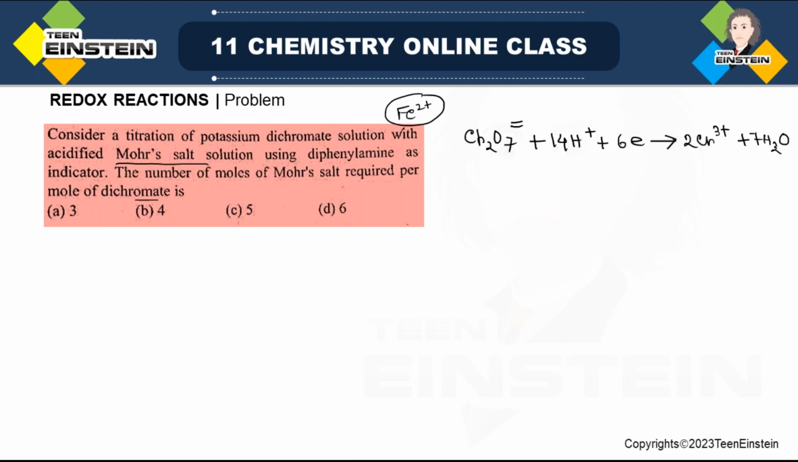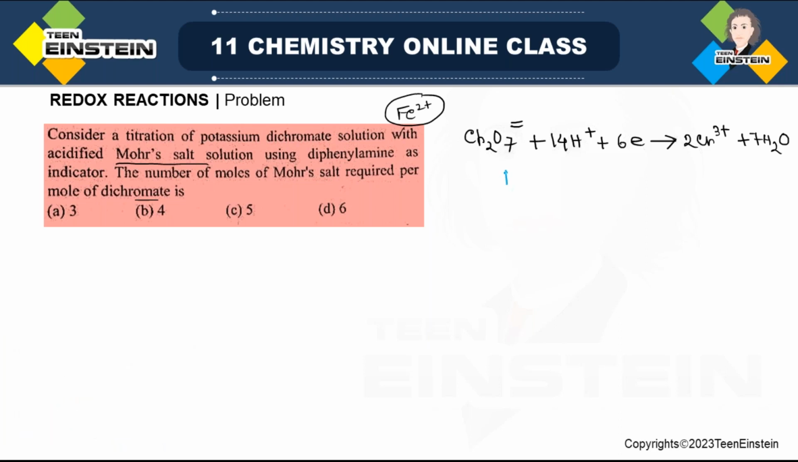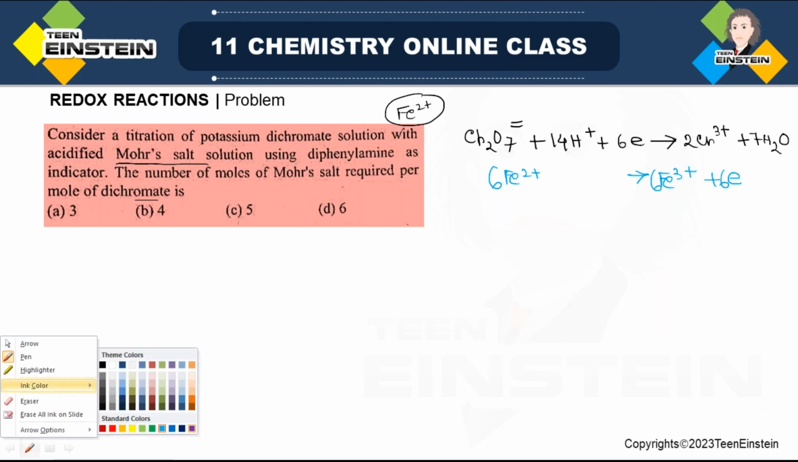7 water molecules. Now I will write the other half reaction. The other half reaction is Fe2 plus converted to Fe3 plus. And here we have to write one electron, then both side charges will be equal. Now to balance these two half reactions, we have to multiply this equation with 6, right? So I will directly write here 6. Next step, you have to add these two equations.